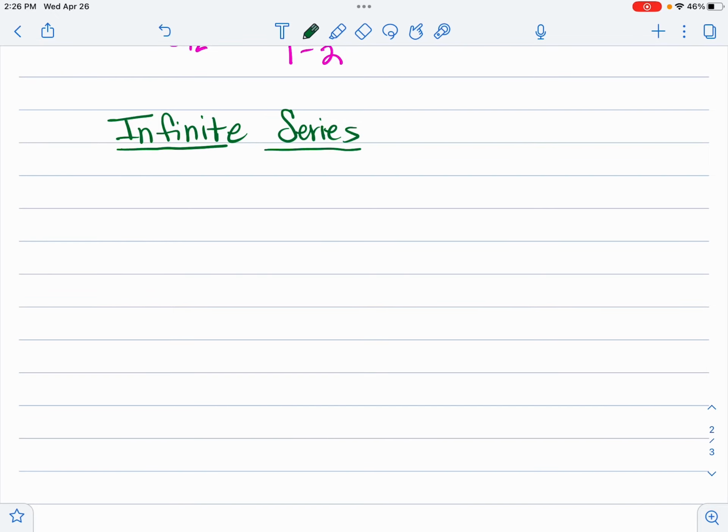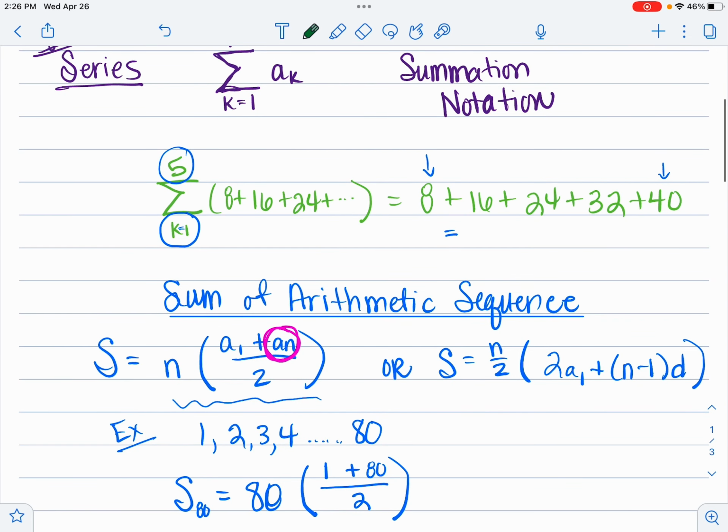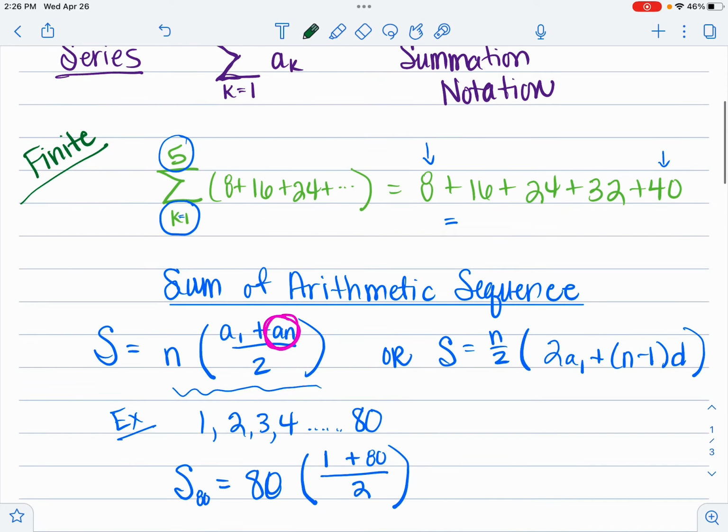So an infinite series. All of what we've done so far have been finite series, right? Finite is the word I just said. Finite means it ends, right? We are finite beings. We're going to die one day, right? Our groceries in our cabinet, they're finite. They're going to have an end.